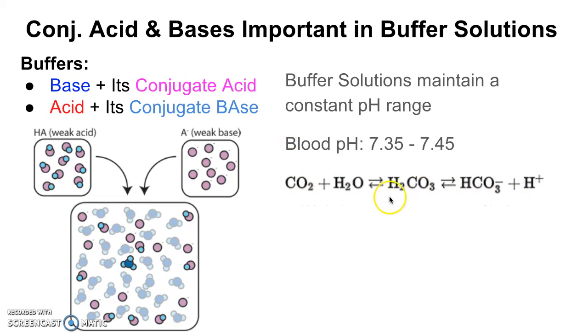And when you learn more about equilibrium, you'll see why this sort of thing works, why buffers maintain a constant pH. But for now, just keep in the back of your mind that conjugate acid and base pairs are important for making buffer solutions, and that's why we're learning them now.